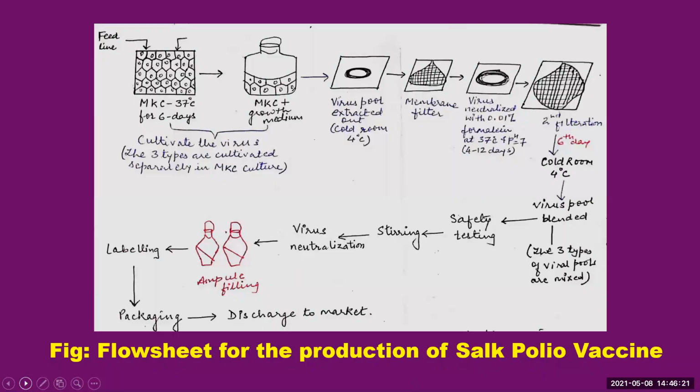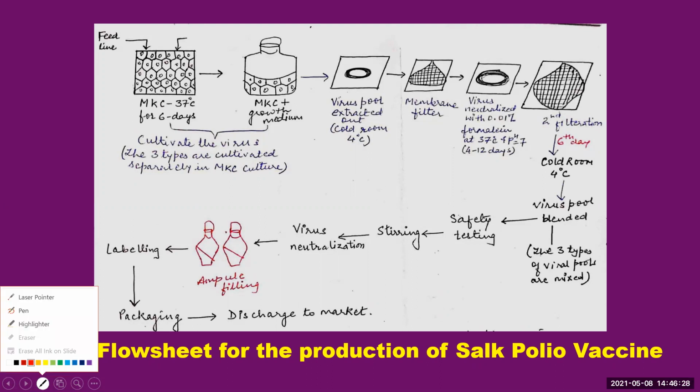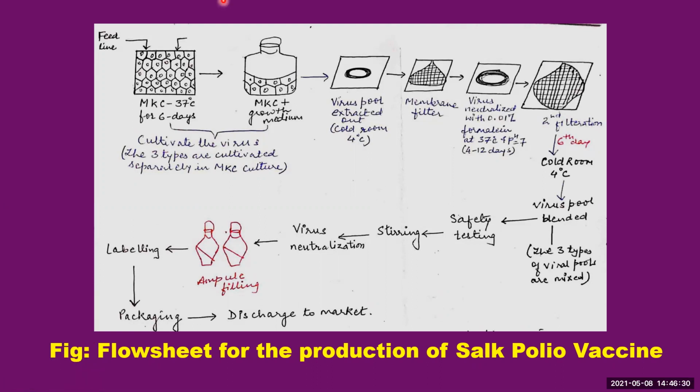If you look at the flow sheet for the production of Salk polio vaccine, you can see here monkey kidney cell culture. This is monkey kidney cell culture, right? So you first form the MKC, cultivate the virus in the growth medium containing MKC culture. All the 3 types of virus are grown separately in MKC culture. Then you extract out the virus pool and store it in cold room.